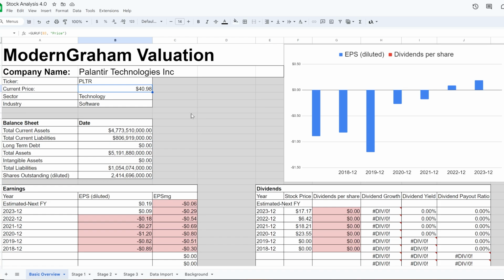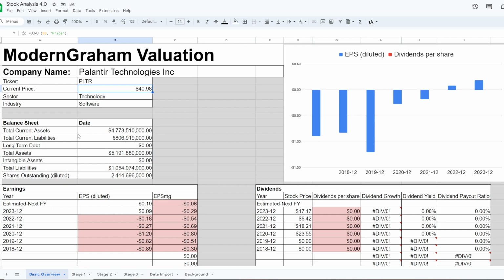Hello, I'm Ben from Modern Graham, and today we are going to do a Modern Graham valuation of Palantir Technologies. So we've got the ticker here of PLTR, and the current price is $40.98. The sector is technology, and the industry is software.